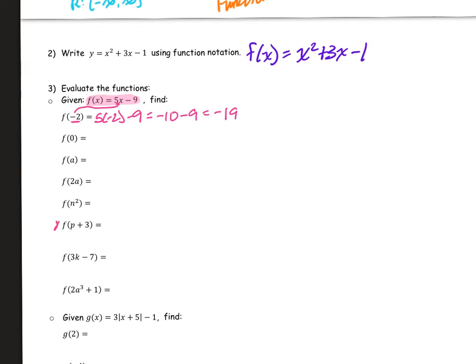I think we're going to do this one here. So we're doing this one and this one. So now this says p plus 3 inside my parenthesis, f of p plus 3. So wherever there's an x in my function, which is 5x minus 9, I'm going to put p plus 3. So I have 5 times p plus 3 minus 9. Now I need to simplify this, so I'm going to distribute, which is 5p plus 15 minus 9. And so if I combine my like terms, I've got 5p plus 6. Done. And there's my answer.